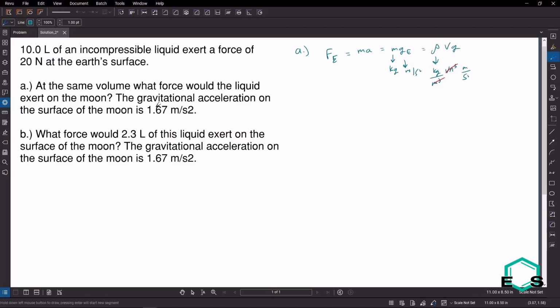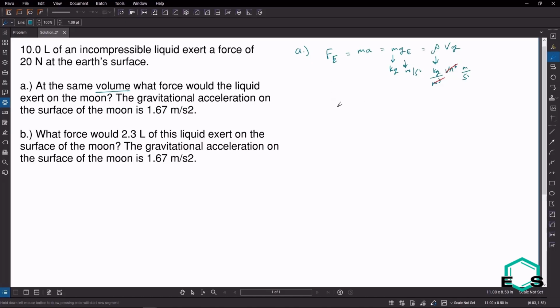Okay, so this is my formula. We know for problem A, for the force on the moon and on the Earth, that the volume didn't change because that's what they stated. And we know the density doesn't change. It's only a function of pressure and temperature. It's not a function of the gravitational force. So we know density doesn't change, so we know mass doesn't change.